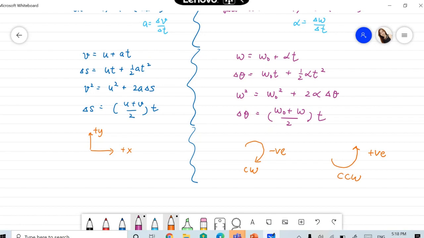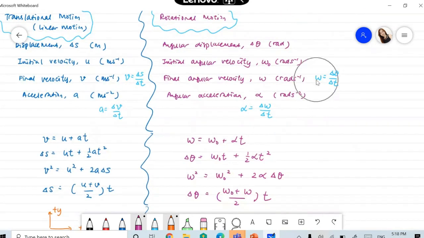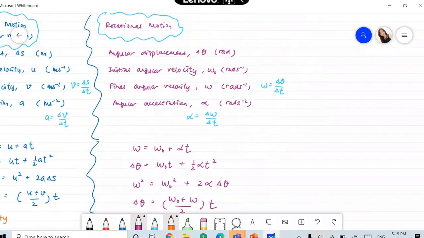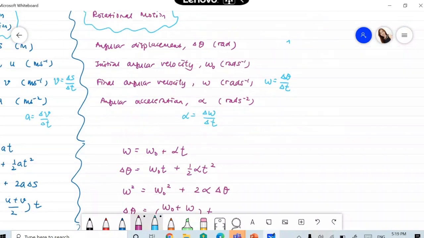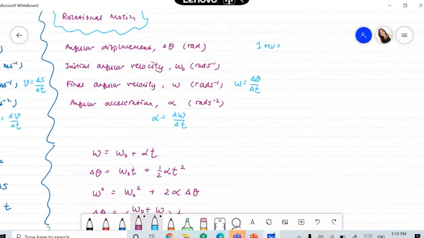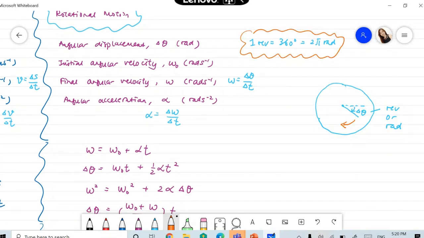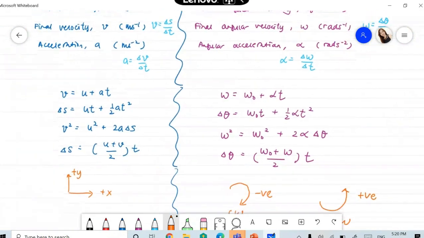Sometimes this omega, whose SI unit is radian per second, will not be stated in radian per second. Sometimes it will be given in revolutions. One revolution is equal to 360 degrees, which is equal to 2 pi radian. So if I want to convert from revolutions to radians, you have to multiply by 2 pi.